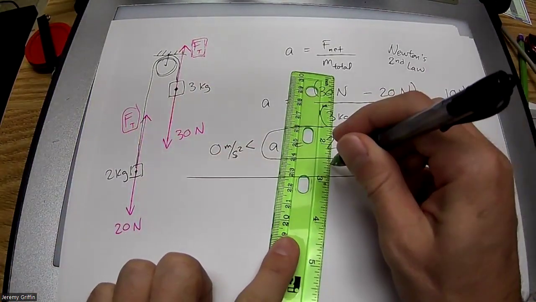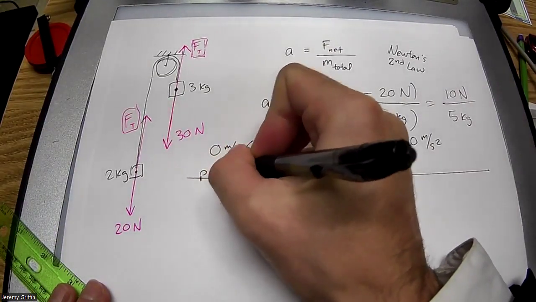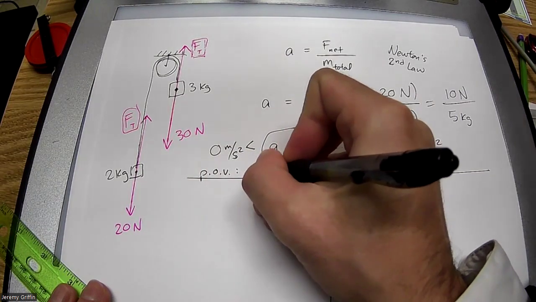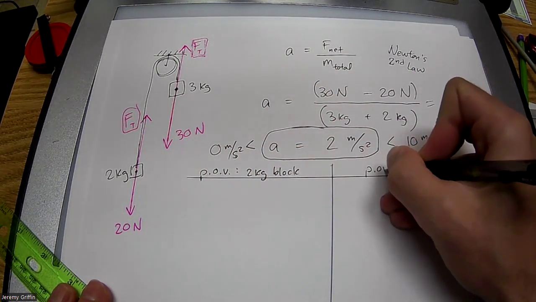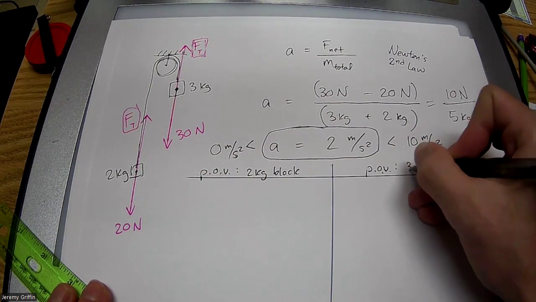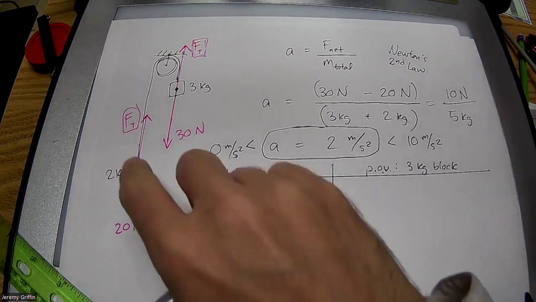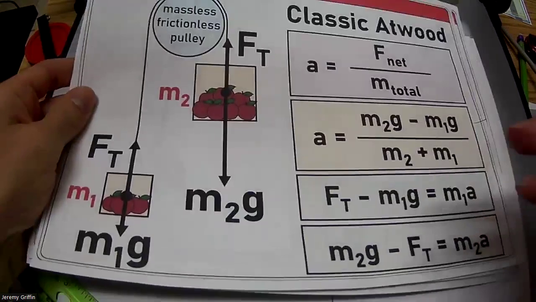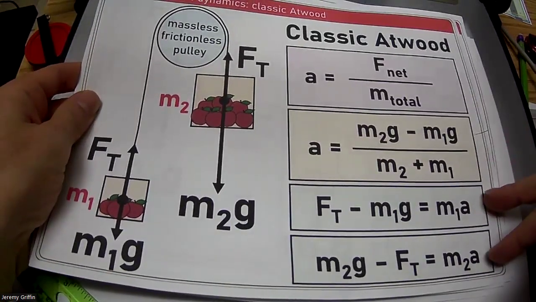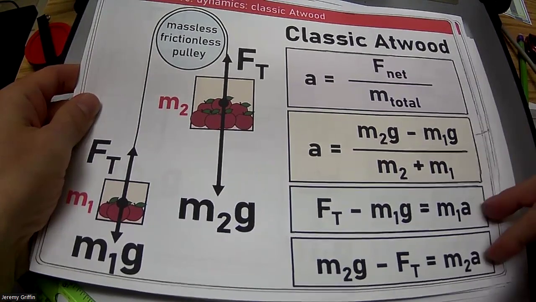I'm going to split my paper and do this from two perspectives. Point of view, the 2 kilogram block. I'll do point of view, 3 kilogram block. So just that block or just that block. I'm moving down to these green equations right here. Here could be the 2 kilogram block, here could be the 3 kilogram block. Guys, ready to do that?